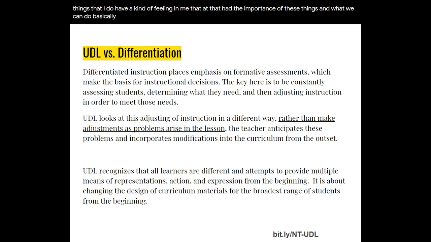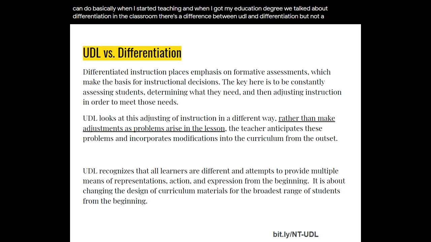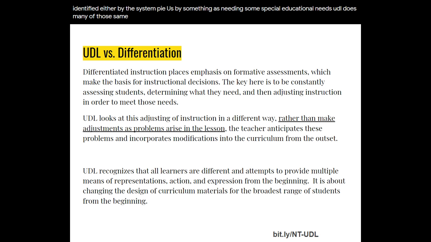Basically, when I started teaching and when I got my education degree, we talked about differentiation in the classroom. There's a difference between UDL and differentiation, but not a huge one. When we differentiate, we pick out a student to do something particular for because they've been identified, either by the system, by us, or by something, as needing some special educational needs. UDL does many of those same practices, but they do them for the entire class so that those students that need them get them without having to be identified and targeted.